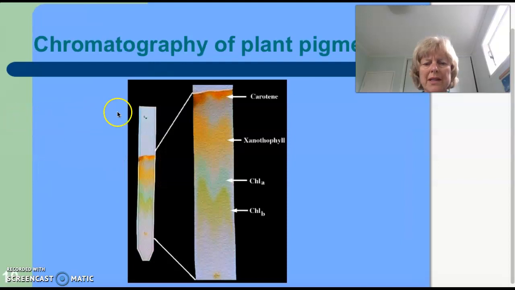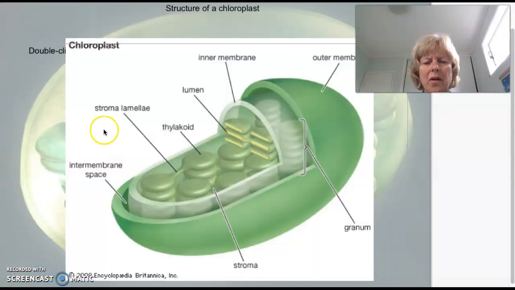Now, when we go to the next slide, here you see the result that you get when you do chromatography of plant pigments, and here you see all the chlorophylls and the two accessory pigments, xanthophyll and carotene, showing up, and it actually looks very pretty, and you can see the different shades of green, orange and red. Here is another diagram of a chloroplast. So all these pigments are embedded in these thylakoid membranes.